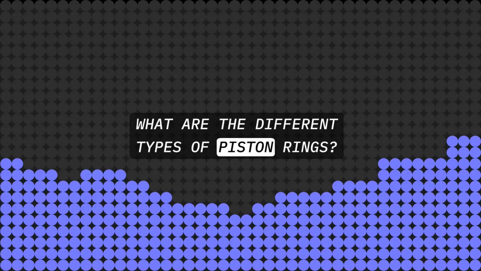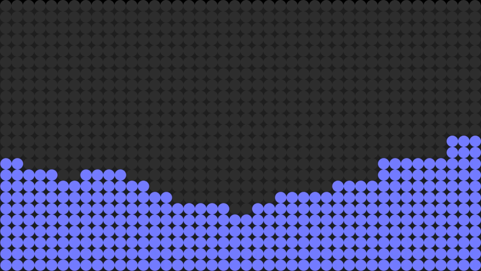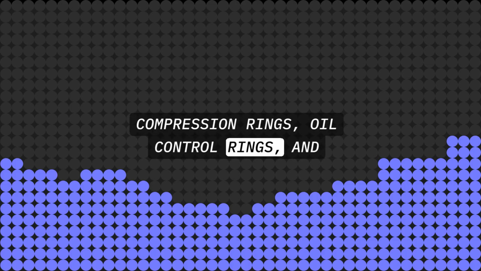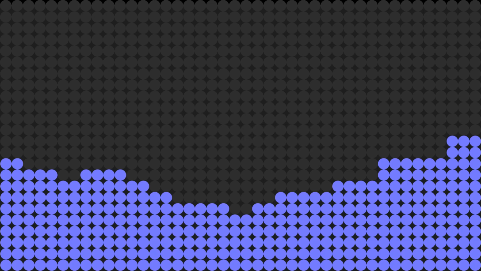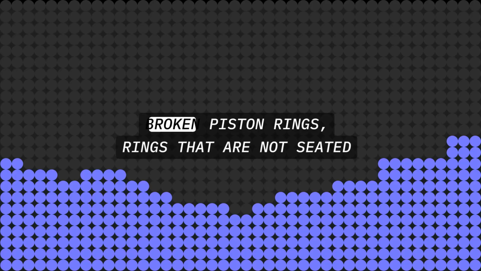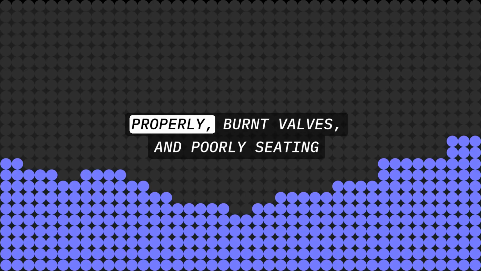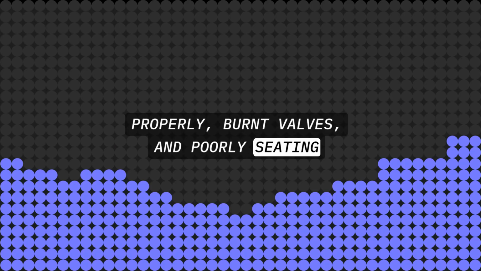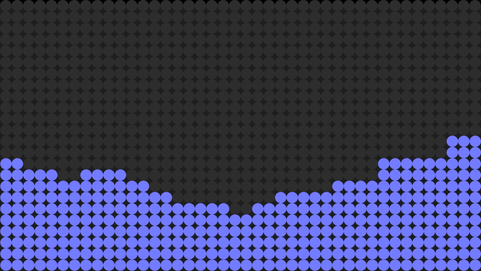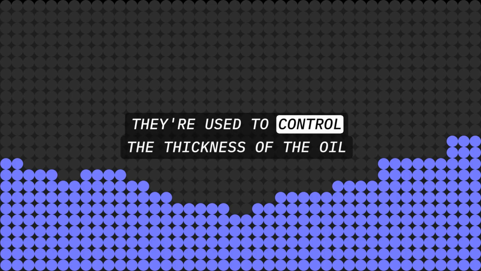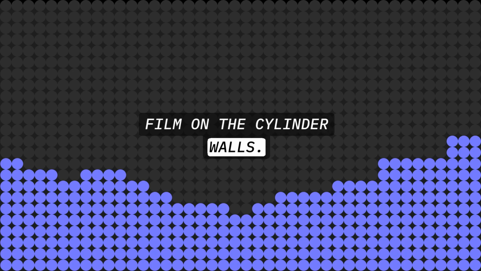What are the different types of piston rings? Compression rings, oil control rings, and scraper rings. What are the main causes of a cylinder having low compression? Broken piston rings, rings that are not seated properly, burnt valves, and poorly seating valves. What is the purpose of the oil control rings? They're used to control the thickness of the oil film on the cylinder walls.